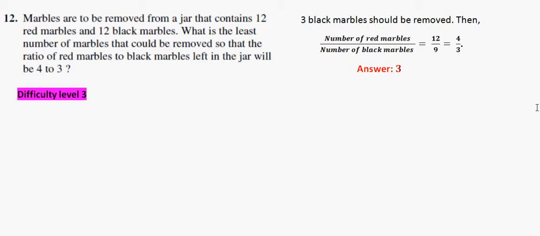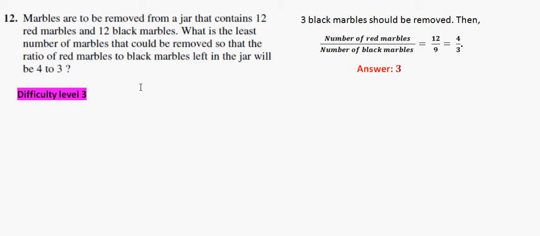If we remove 3 black marbles from the jar, then the ratio of the number of red marbles to the number of black marbles left in the jar would be 12:9, which is 4:3. So number 3 works. If we remove 3 black marbles, then the ratio would be 4:3.